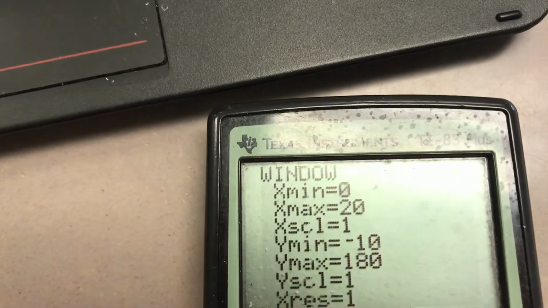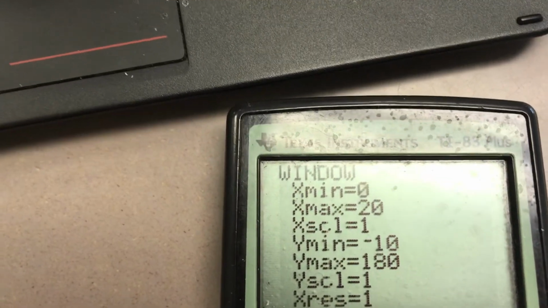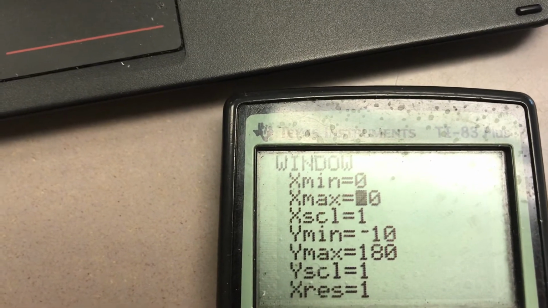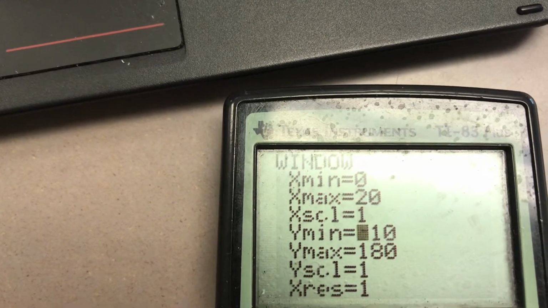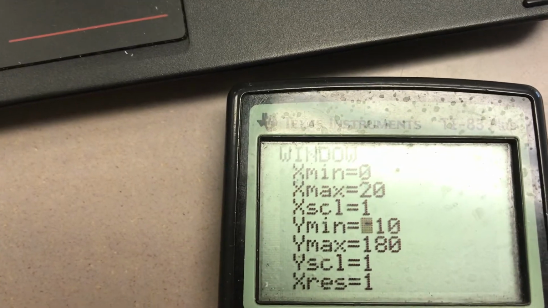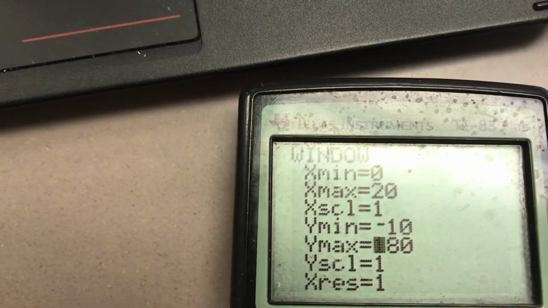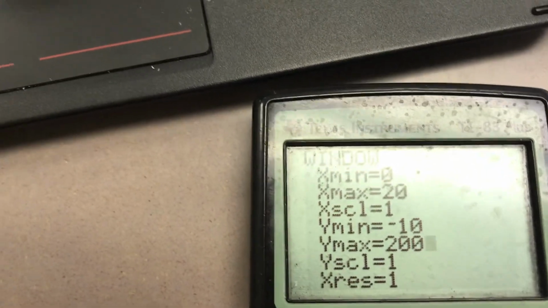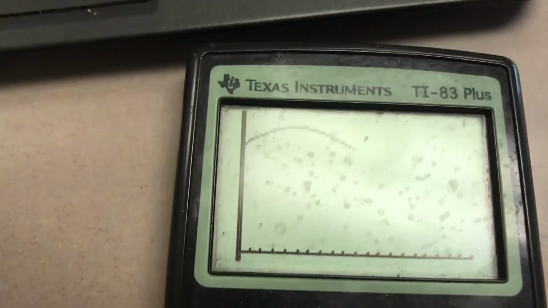If you go to your window, I had my x go from 0 to 20. I'm going to have my y go from negative 10. We shouldn't get negative values, right? We know it doesn't go any higher than 180, but I want it to go to 200 here just to show you something. So the kind of lazy route here would be to go into your calculator.